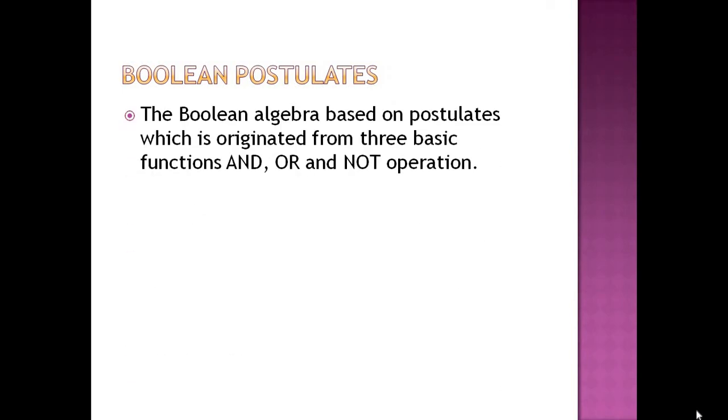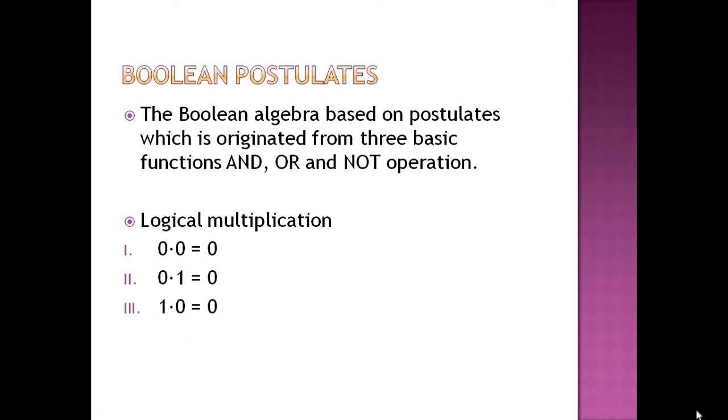Next is Boolean postulates. Boolean algebra is based on postulates which originate from three basic functions: AND, OR, and NOT operation. First, logical multiplication: 0.0 is equal to 0. Second, 0.1 is equal to 0. 1.0 is equal to 0. And 1.1 is equal to 1.